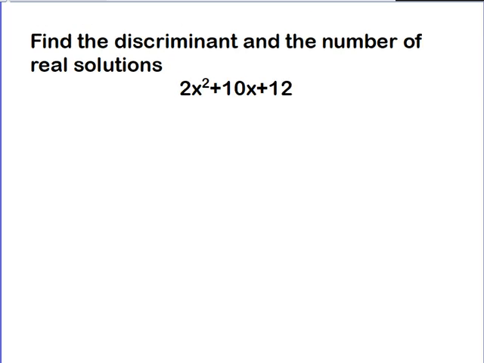Okay, so we'll do an example. Find the discriminant and the number of real solutions. Okay, so the discriminant is b squared minus 4ac. It's just what's under the square root. Okay, and it's still the same a, b, c as when we do the quadratic formula. Okay, so 10 squared minus 4 times 2 times 12. I'm going to do that math. All right, and I get 4.